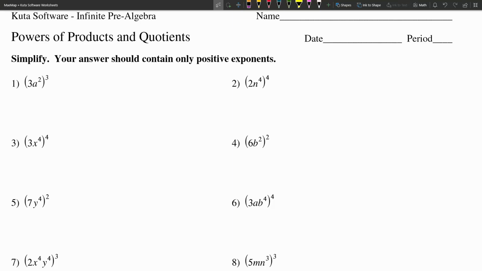Everyone! In this video, we're going to complete the Kuta Software Infinite Pre-Algebra free worksheet, Powers of Products and Quotients. Our directions for this worksheet are to simplify. Your answer should contain only positive exponents. So let's dive in to number 1.